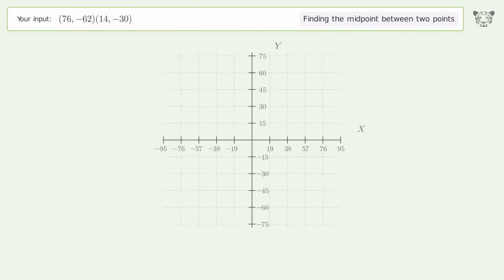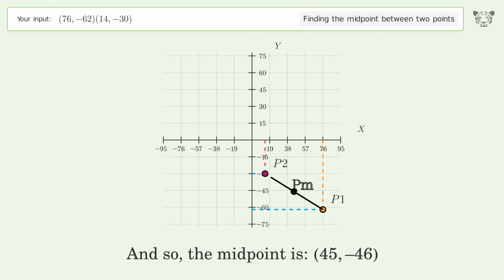And so, the midpoint is 45, negative 46.